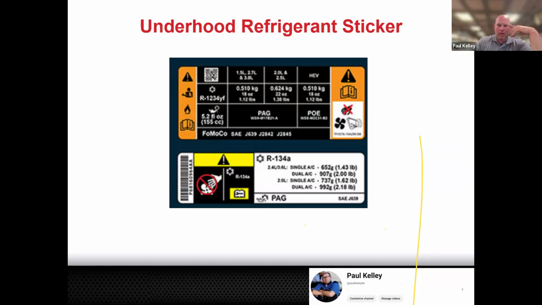Okay, now take a look here. If it's the hybrid electric vehicle, interesting. What that means is, let's say it's a Corolla hybrid. That's going to take the same R1234yf, and the same amount as the 1.5 or the 2.7 in this case. However, look at the oil. You see the oil right there? The oil's different. The oil was a PAG oil on these two, but in the hybrid electric, it's a POE.